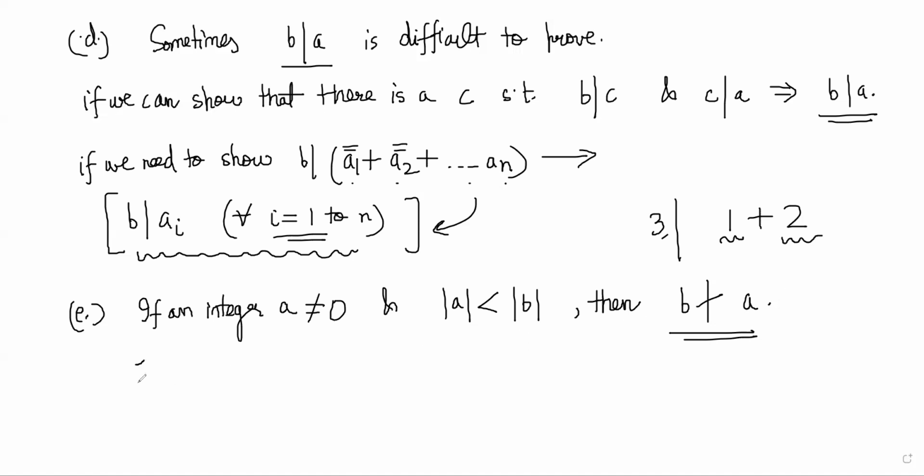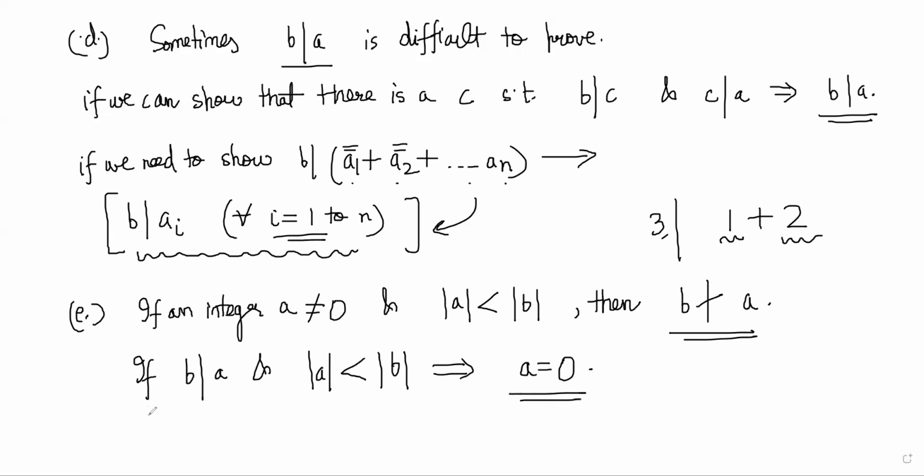Similarly, if b divides a and mod a is less than mod b, that guarantees that a must be 0, right? B is a divisor of a and mod a is less than mod b somehow. That cannot happen except in the case that a is 0. So those are some standard properties of exact division. Now we look at the next thing, which is division with remainders.